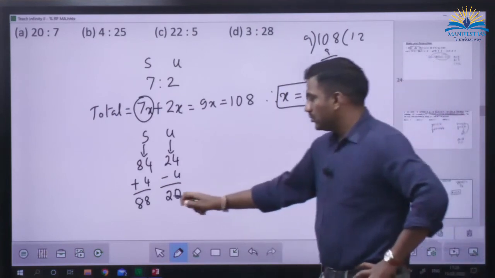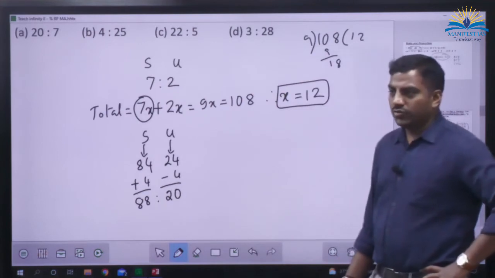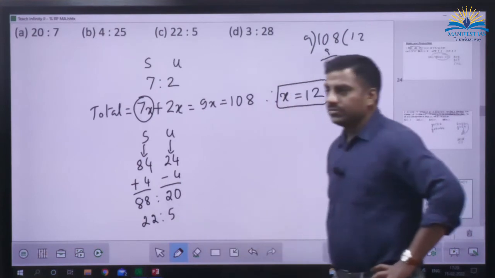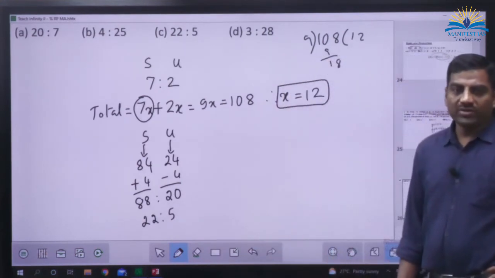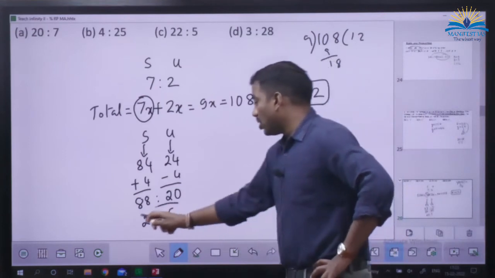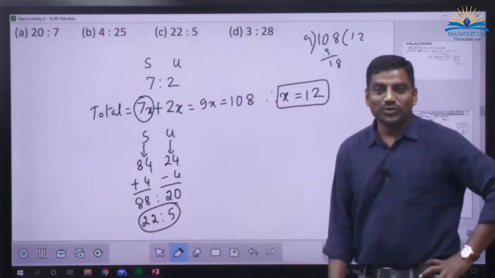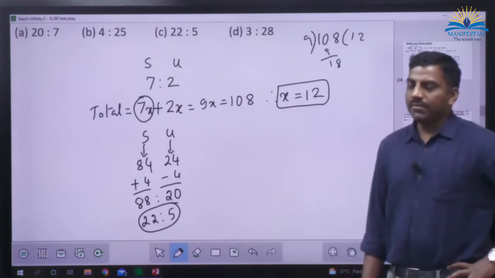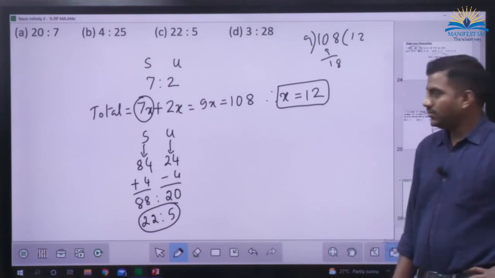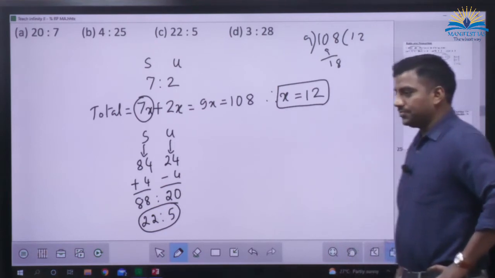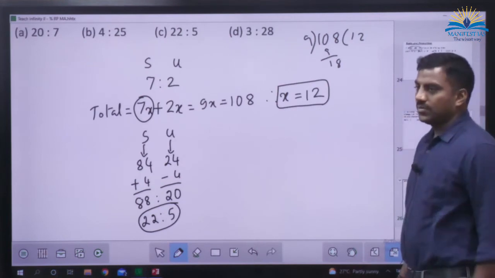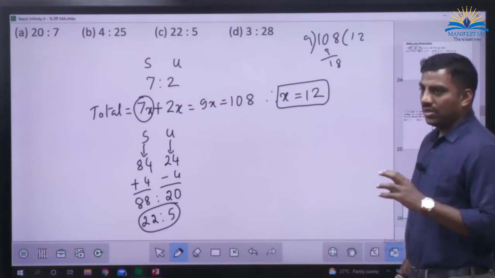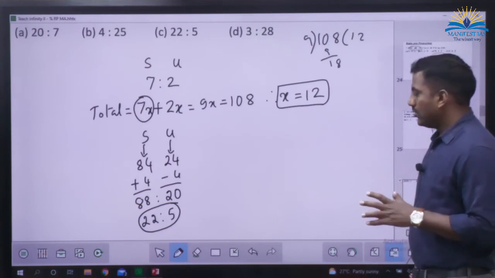Now what is the new ratio? 88 is to 20. So 4 22s are 88 and 4 5s are 20. So this is the new ratio, not a new answer, only one answer. 22 is to 5. Okay? Fine. 84 and 24, now 88 and 20. 22 is to 5.